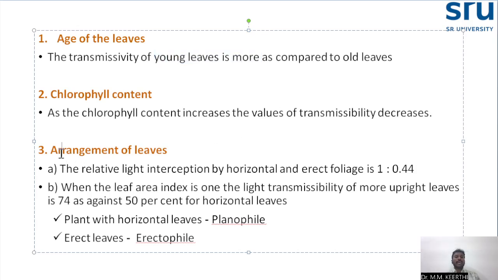When we are talking about arrangements of leaves, the relative light interception by horizontal and erect foliage is around 1 to 0.44. When the leaf area index is one, the light transmittivity of more upright leaves is around 74% against 50% for horizontal leaves. There are two type names we call planophile and erectophile. Plants having horizontal leaves are called planophile. Plants with leaves in erect positions come under erectophile.